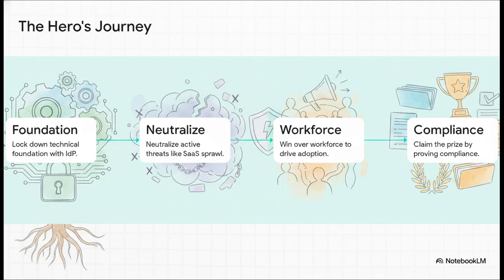To defeat these enemies, we're embarking on an overarching 4-step hero's journey. Step 1, locking down the technical foundation with your identity provider. Step 2, neutralizing active threats, specifically SaaS sprawl. Step 3 is the human element, actually winning over your workforce to drive adoption. And Step 4, claiming the prize by proving rock-solid compliance to your board. You can't skip any of these, right? Doing so just leaves a fatal gap in your armor. So we're starting right at the base.